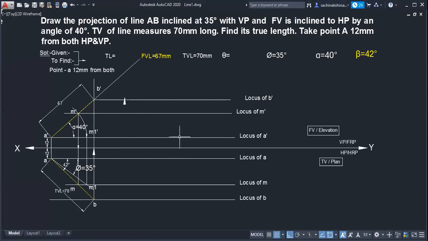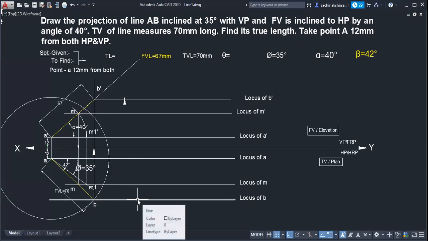It's always better to rotate TVL. Once we rotate TVL, we will get theta and the true length directly. So which one do we have to rotate, TVL or FVL? FVL. Then how can we get theta? We want to find theta. It's always better to rotate TVL.